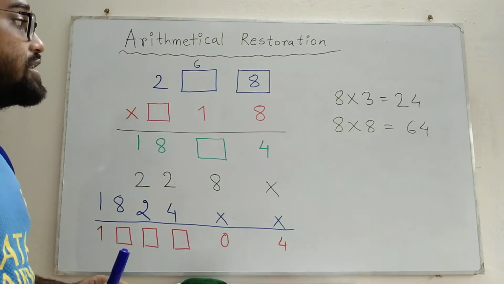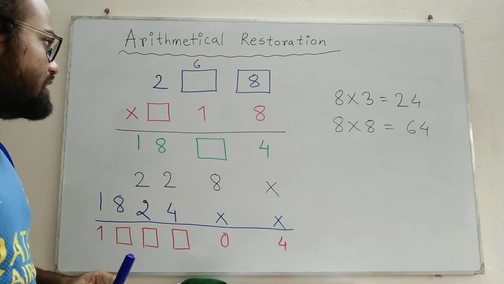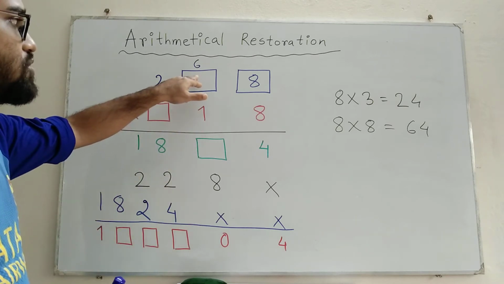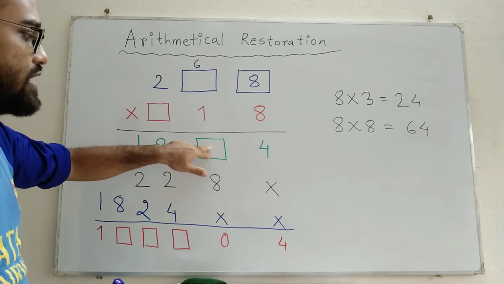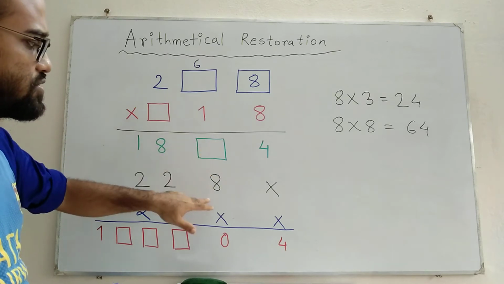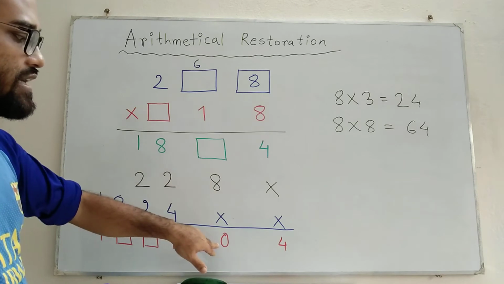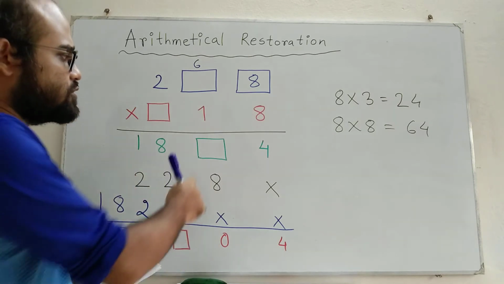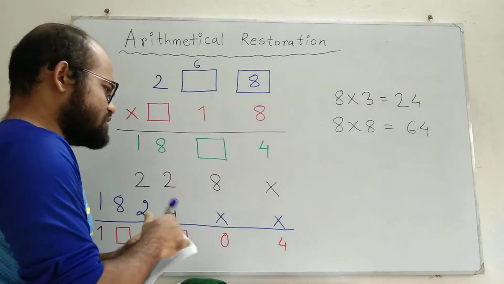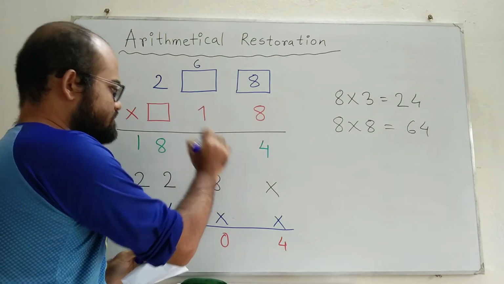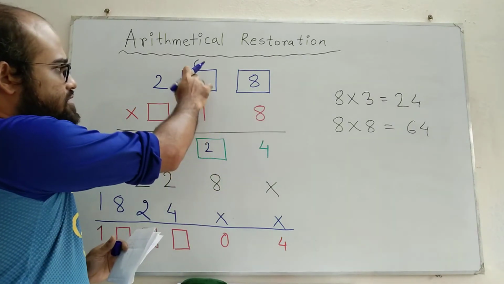Now what number could it be? Well, let's see. Could it be 2? I need a 2 here because 8 times 2 gives me how much? 10, and only then can I have a 0 over here. So if I want to have a 2 over here, let's assume that there is a 2 over here. What number must I have over here?